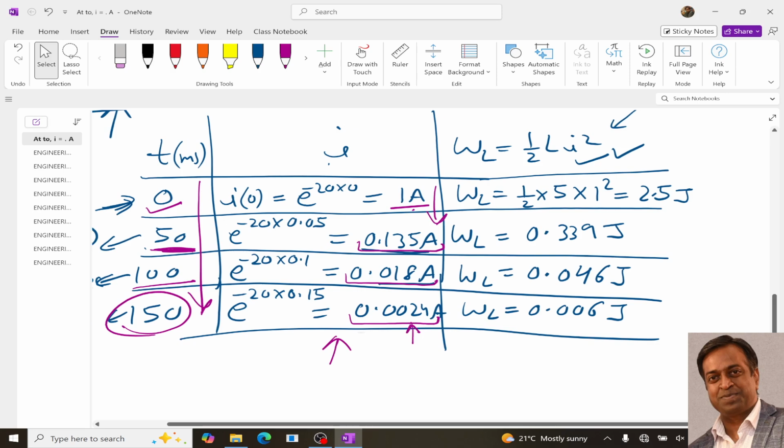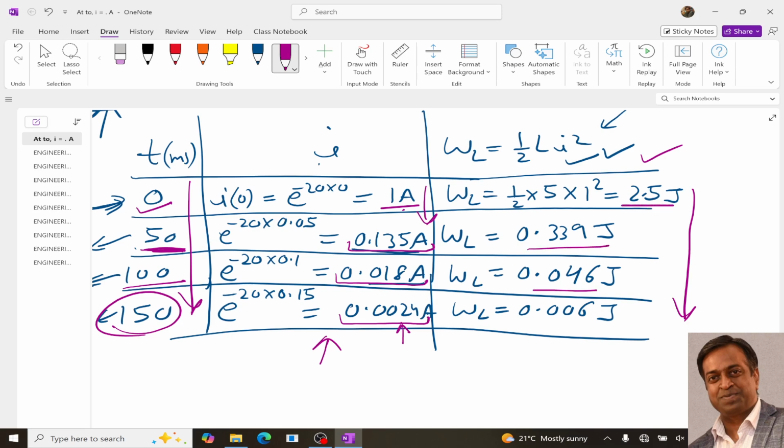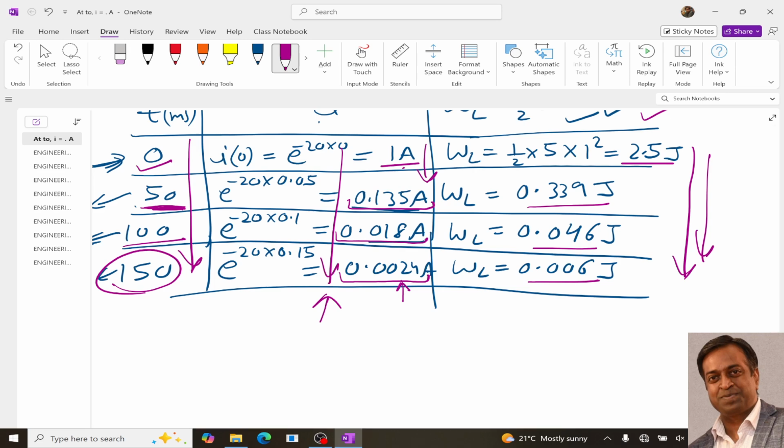And if you look at the energy, this is the energy of the inductor, which is going to decay due to the energy dissipated through the resistor, right? So you can see that with time this energy is also decaying. Initially it was 2.5, then 0.339, then 0.046, and then 0.006. So since the energy is also decreasing, and current is also decreasing through the inductor, it further proves that the solution is correct.